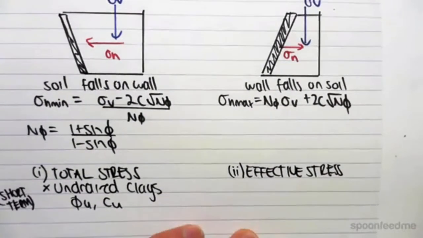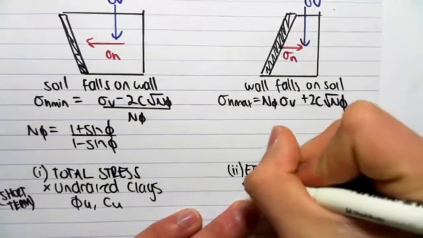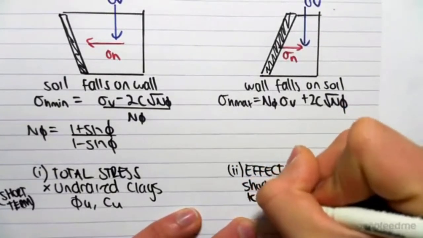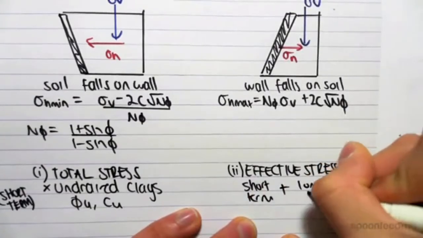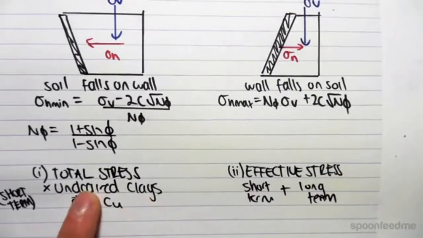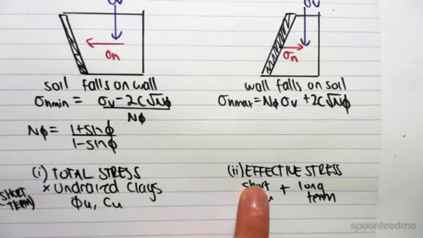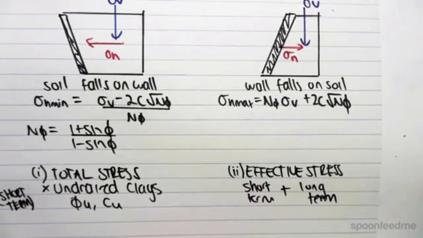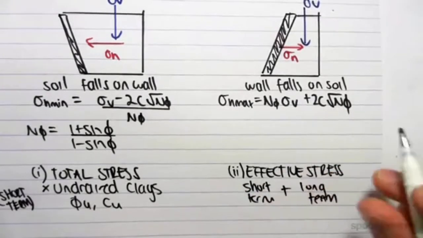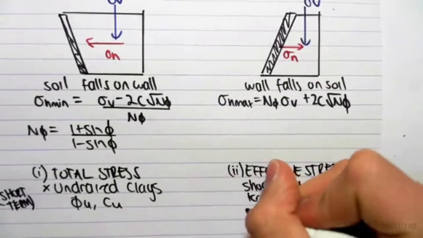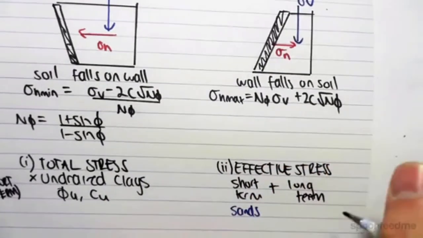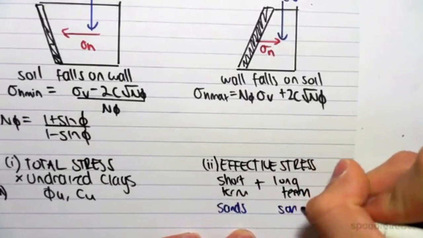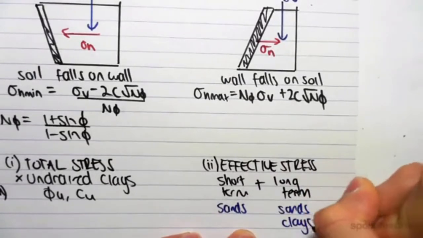So effective stress analysis, and we can use this in the short term and the long term. We've seen this many times before, where we know we can only use a total stress in the short term, but we know we can use an effective stress short and long term. For the short term, we can use it only on sands, and for the long term, we're going to be using it on sands and clays.